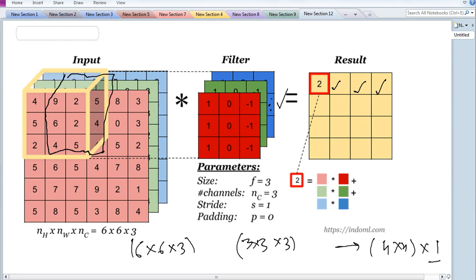So in the next video I will talk about how you can use multiple filters if you have more than one filter. So how you can do that.